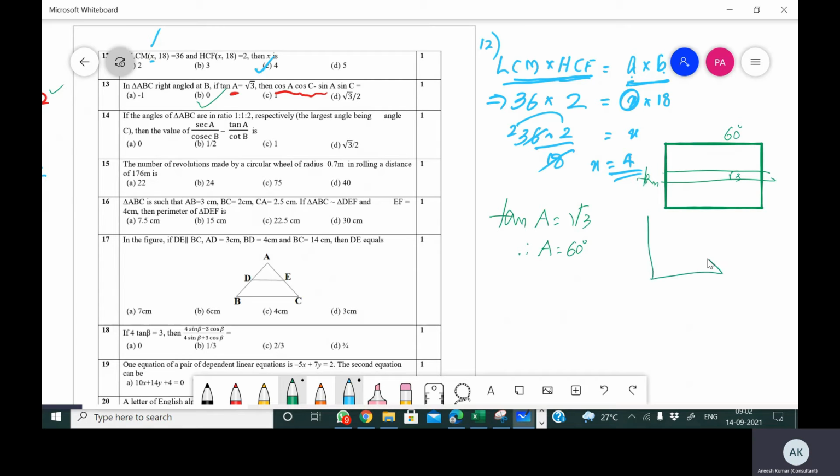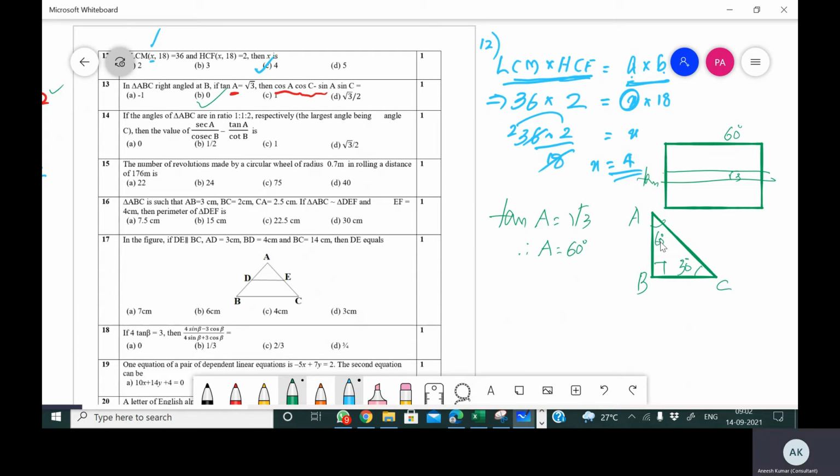And you can construct the triangle. Just draw it. C is measured 90. B is measured 90. And A we got just now, it is 60. Then we know the third angle is 30.